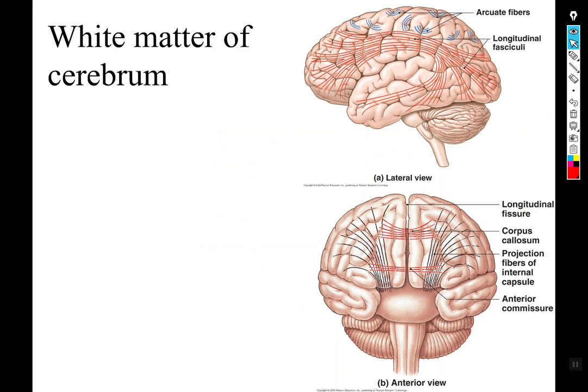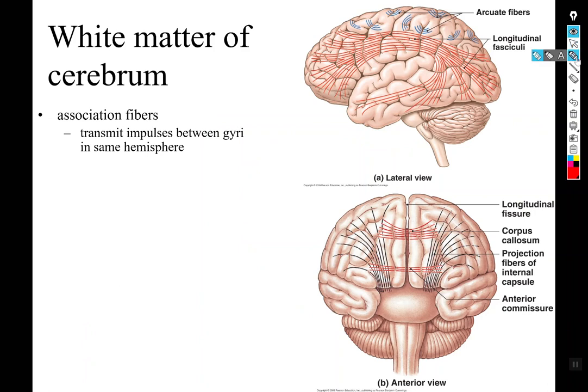Okay, so the white matter of the cerebrum takes a couple different forms, and that depends on what processing needs to occur. So association fibers transmit impulses between gyri in the same hemisphere. So let's get my pen here. So this is a gyrus. So the gyri are the wrinkles. And the gyri contain the cerebral cortex cell bodies that do all the processing. So let's say gyrus A has something to tell gyrus B. It will use these arcuate association fibers to communicate that to its neighboring gyrus. So arcuate fibers go from one neighboring gyrus to another.